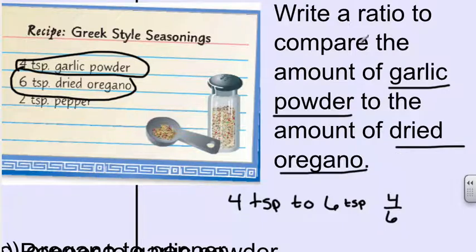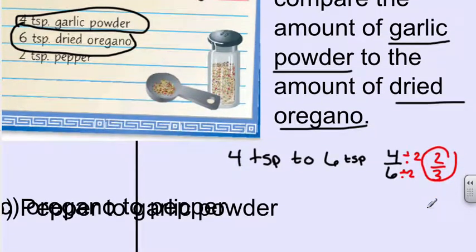And then I notice since they are both even, they can be reduced. So I'll divide both of these by 2. And in reduced form, I will have 2/3. So my ratio of garlic powder to oregano is 2 to 3. Every 2 tablespoons of garlic powder I put in, I have to put in 3 tablespoons of oregano.